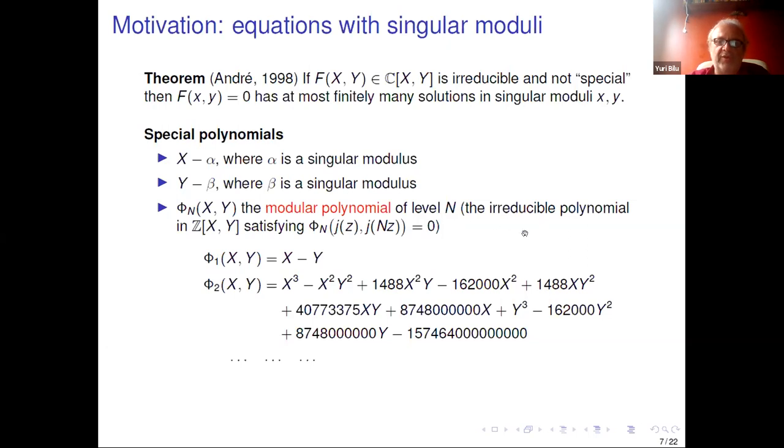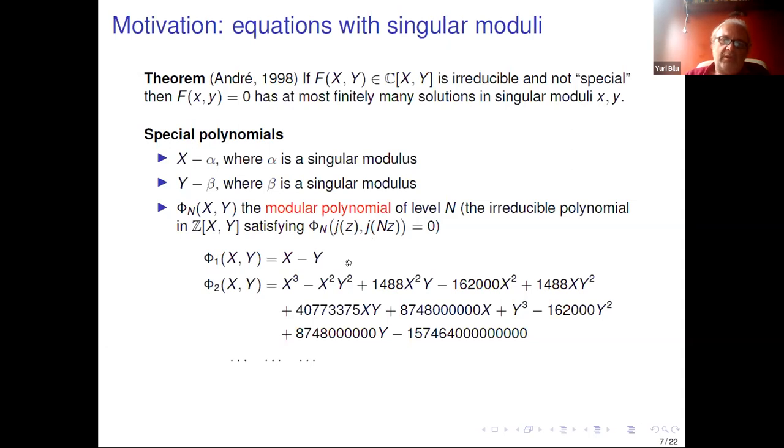What is the modular polynomial of level n? Well, it's a polynomial which gives the algebraic dependence between the functions j of z and j of nz. So these are two analytic functions on h. They are known to be algebraically dependent, and even this dependence is over Q, so we can write it like this over z, and we obtain a certain polynomial. And clearly, if we have such a polynomial, then if instead of z we put some imaginary quadratic number, then nz is also an imaginary quadratic number, and we obtain two singular moduli, and we have infinitely many solutions.